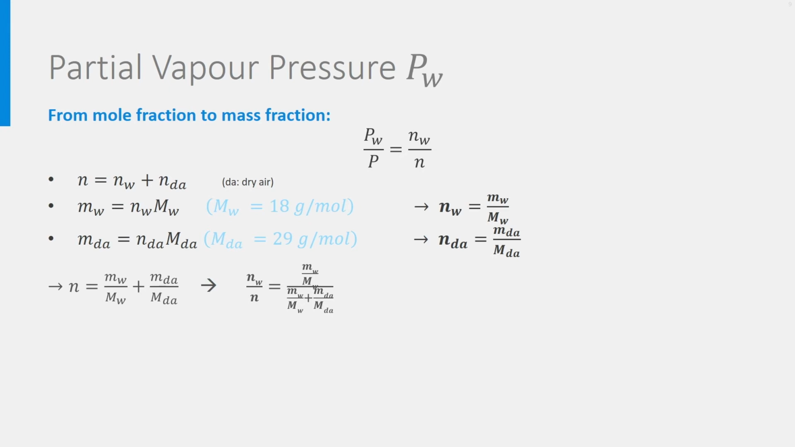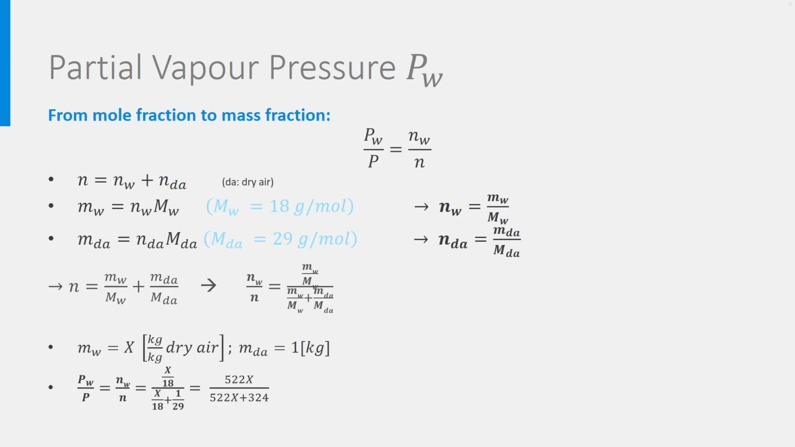And we now come to the last step. If we look at 1 kilogram of dry air, then MDA is 1 and MW is X, the absolute humidity. We can then rewrite the mole ratio, which is also the pressure ratio as seen in former slide, as being X divided by 18 divided by X divided by 18 plus 1 divided by 29. By rearranging this fraction, we get 522x divided by 522x plus 324.